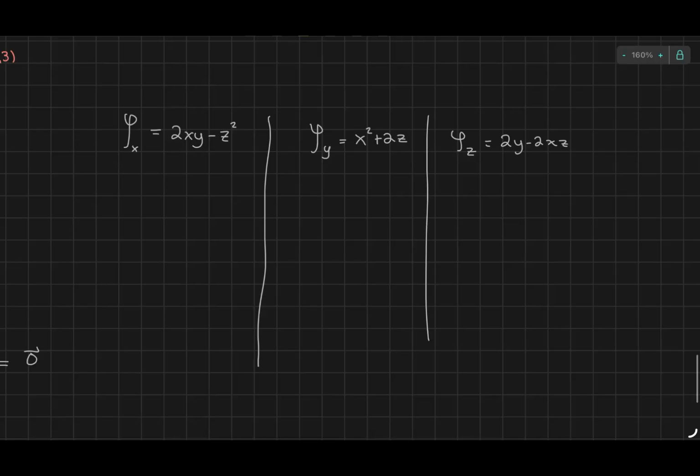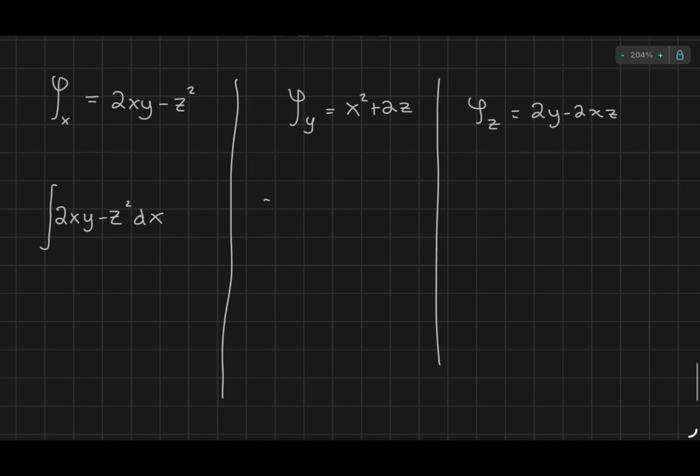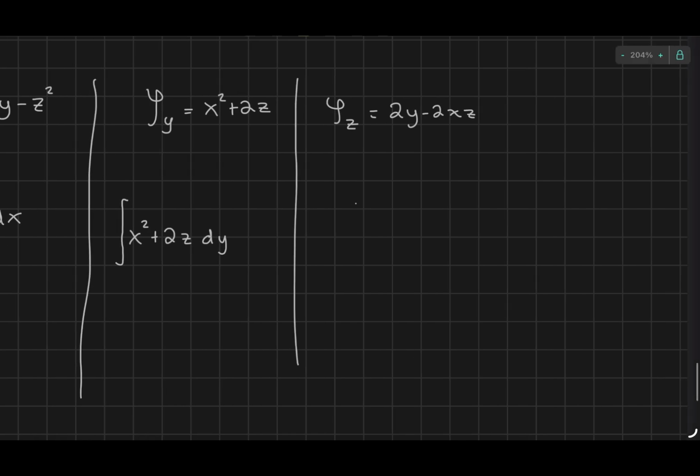Going down the line here, we're going to integrate. So we're integrating 2xy minus z squared with respect to x, integrating x squared plus 2z with respect to y, and finally, we're integrating 2y minus 2xz with respect to z.